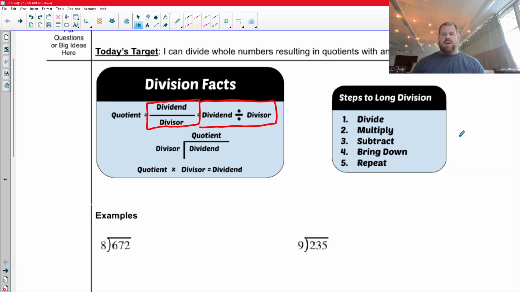When we work these problems out, a lot of times we're going to use long division. In the long division algorithm, or sequence of steps that we follow, the dividend is underneath this symbol. I know there's a fancy name for it, but it's okay. The divisor is always the number that's outside of that.